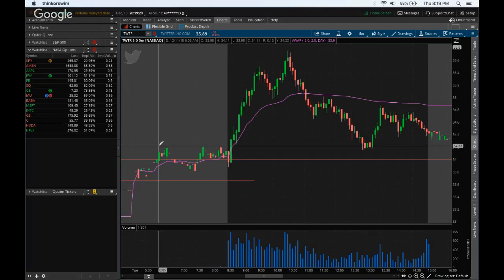Now, how do you know when to enter? You enter above. Again, if it's a continuation play to the upside, then you're watching for a break above the pre-market high, and you enter there, and that's when you see your run up.